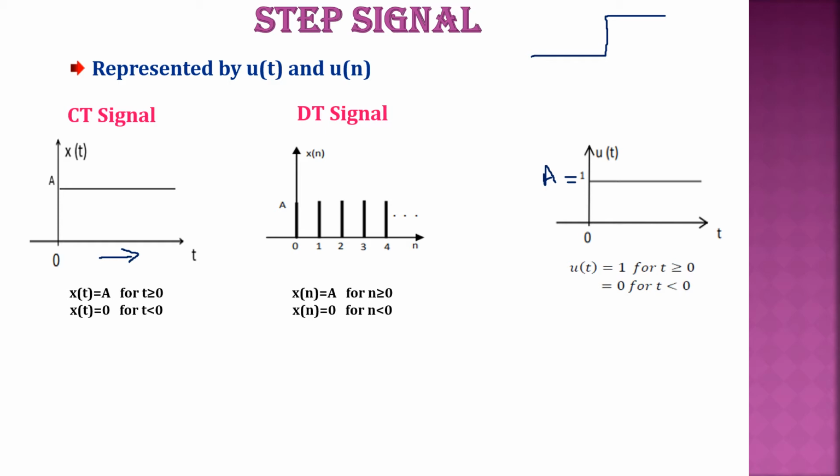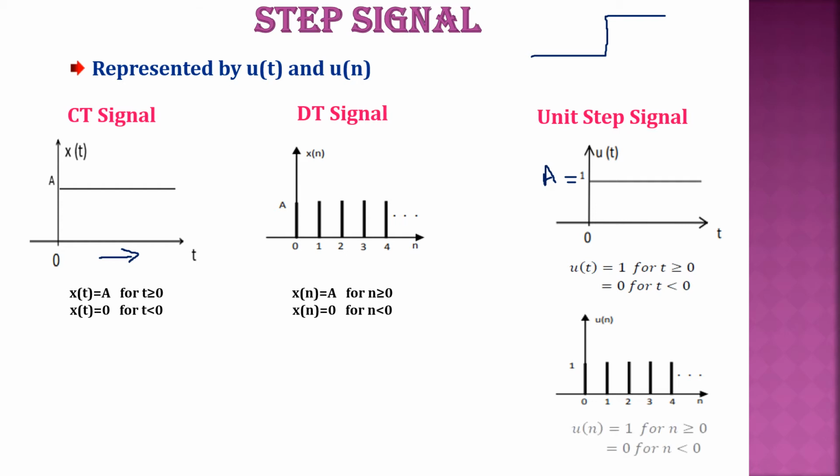The same way, how will you define in discrete time? See here, when you look at this waveform, you define this way. U of n is equal to 1 for n greater than or equal to 0, which is nothing but the right hand side of your signal, and it is equal to 0 for n lesser than 0.